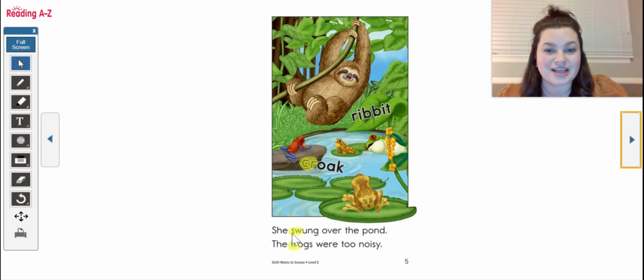Look at, there's another blend. What's she doing? She swung over the pond. Read with me. The frogs were too noisy. There's another blend. Croak. That's what the frogs are saying. And ribbit. Croak. Ribbit.